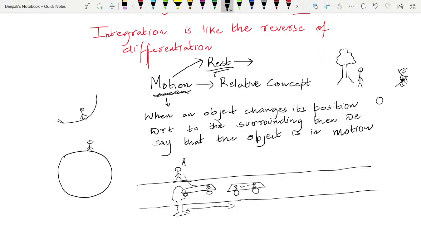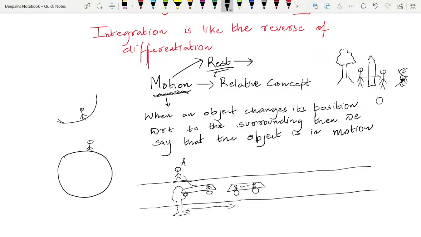Once the person starts moving, and let us say he has now reached here, there is some gap between him and the tree. His surrounding has changed, maybe something else, like a building, is now in this place. So when the surrounding of a person changes, we can say the person is not at rest, but when the surrounding is the same, the person is at rest. So it depends on the viewer.